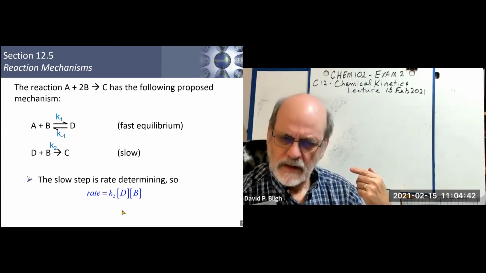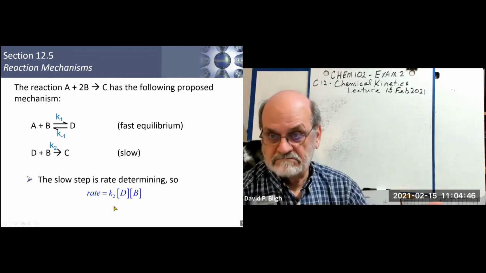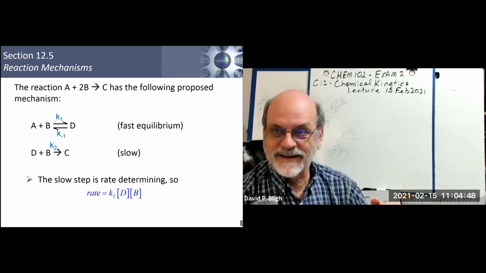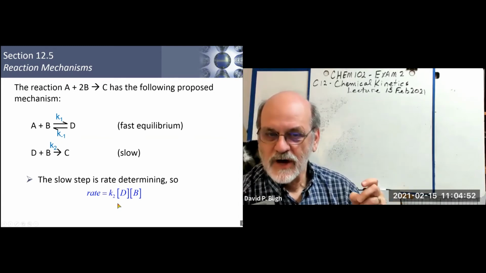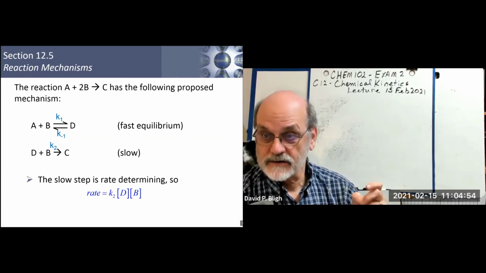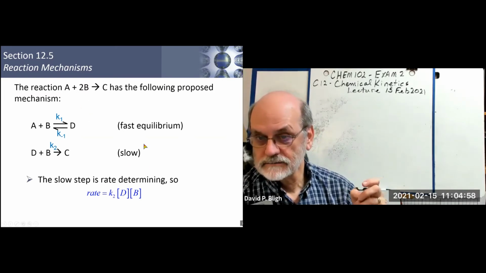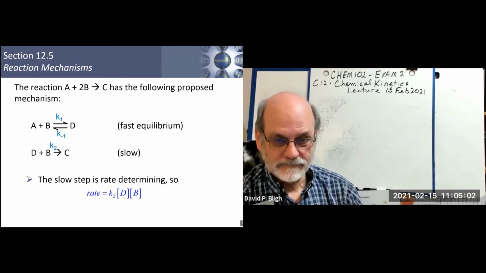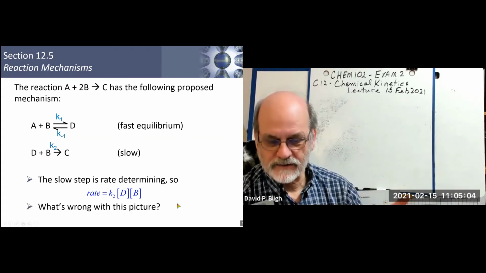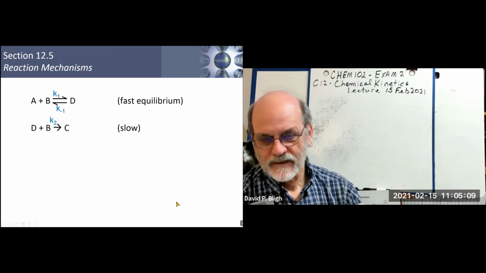So, are we good? No, because the rate law has to be in terms of the reactants, and D is nowhere in that equation. So we've got to get rid of the D somehow. So that's what we do next. So there we are again.